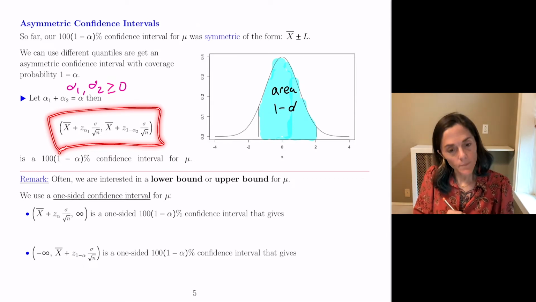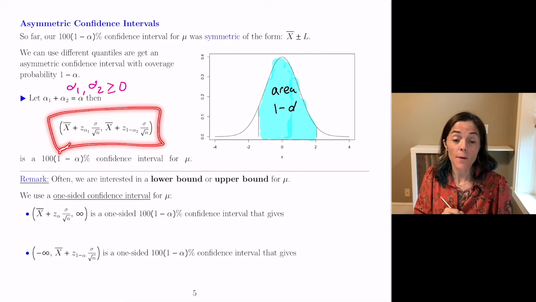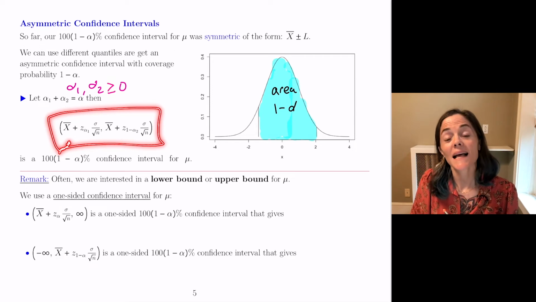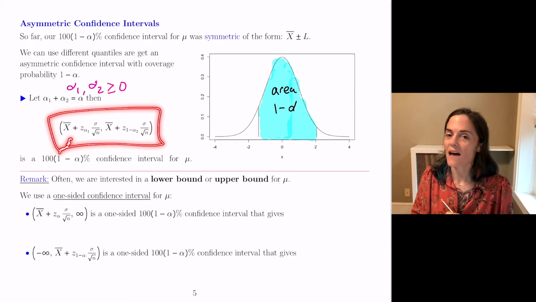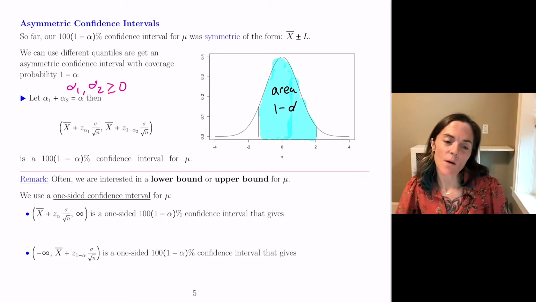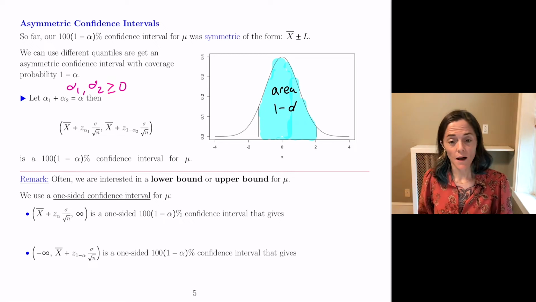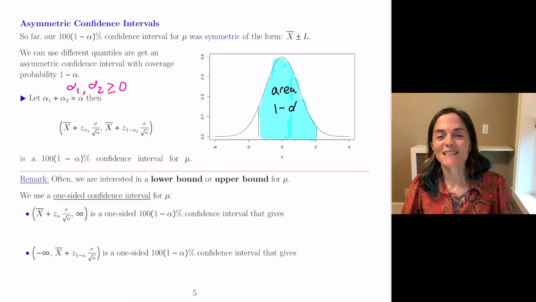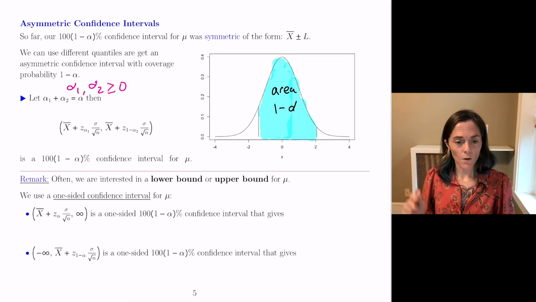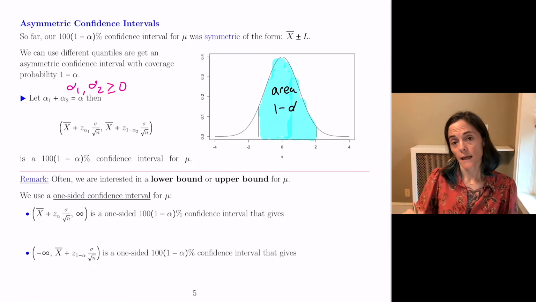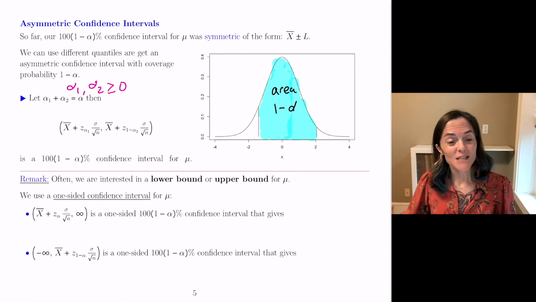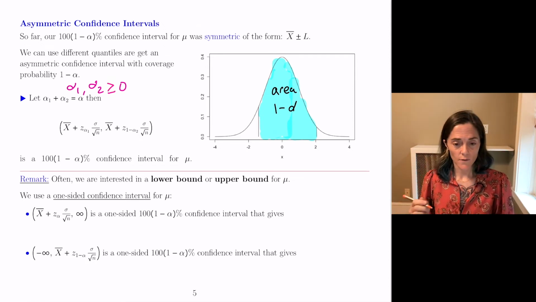We take the sample mean plus z sub alpha 1 times sigma over the square root of n. That's the lower bound. And then the sample mean plus z sub 1 minus alpha 2 times sigma over the square root of n. That's the upper bound. This is a 100 times 1 minus alpha percent confidence interval for the population mean mu. And the derivation of this is very similar to what we did just moments ago. Now, often we are interested in a lower bound or an upper bound for the population mean. And for this, we can use what's called a one-sided confidence interval.